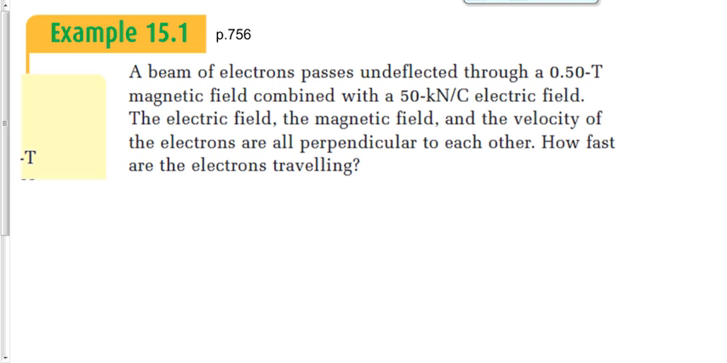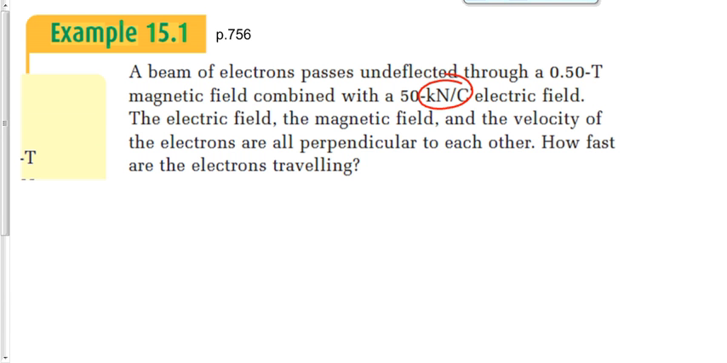Okay, let's have a look at an example here. Chapter 15 we're in now, so if you don't have that downloaded, then grab a copy of that. Page 756, it says, a beam of electrons passes undeflected through a 0.5 Tesla magnetic field combined with a 50 kilonewton per coulomb electric field. The electric field, the magnetic field, and the velocity of the electrons are all perpendicular. How fast are the electrons traveling?